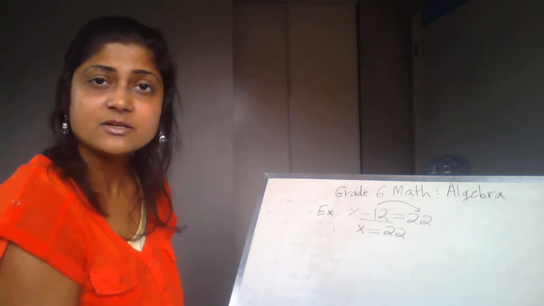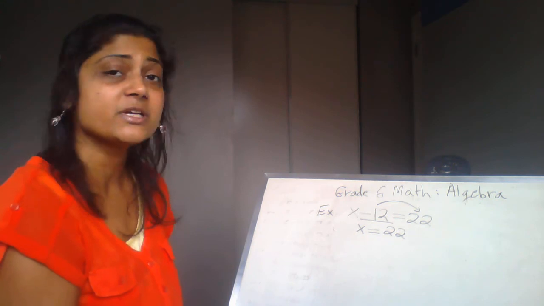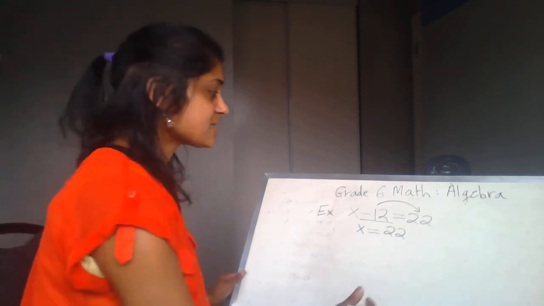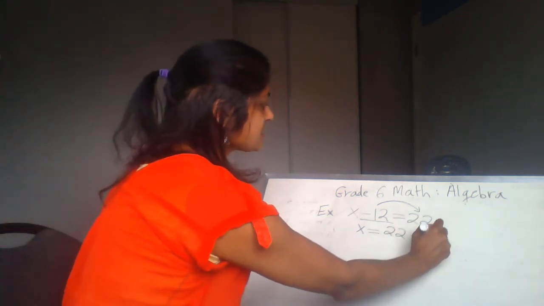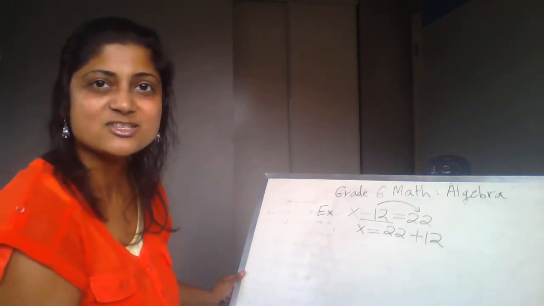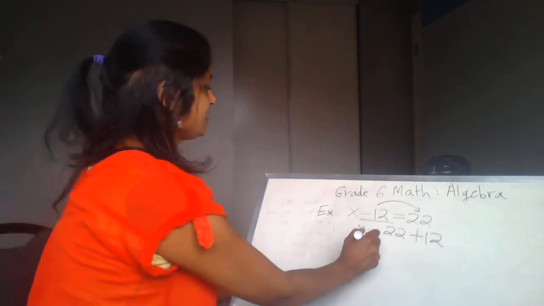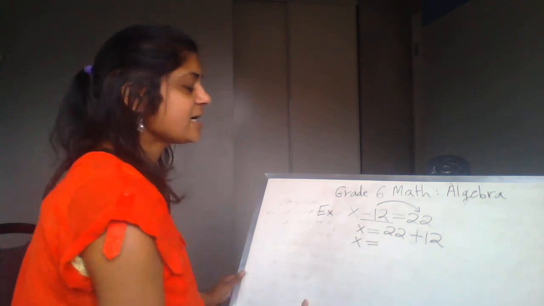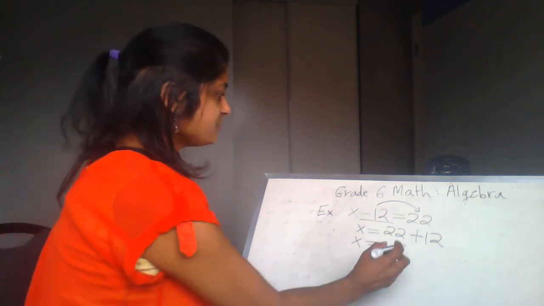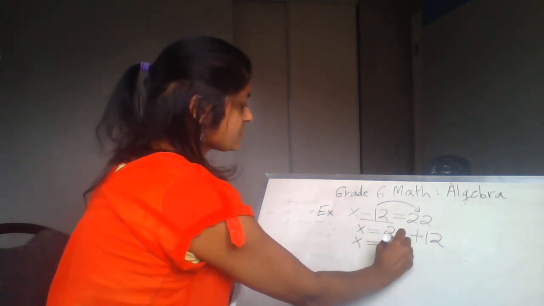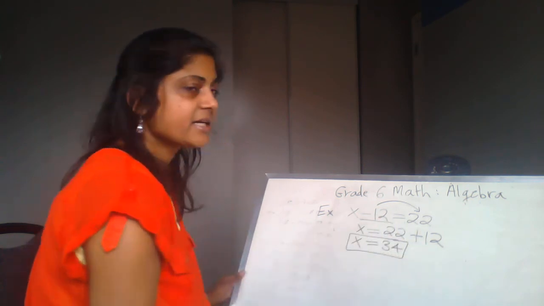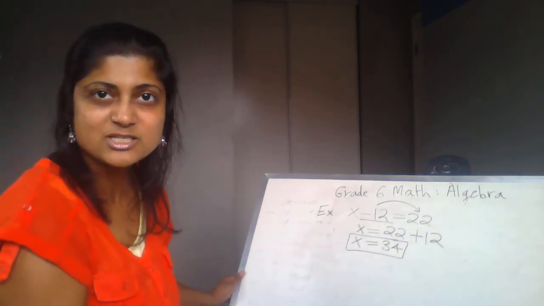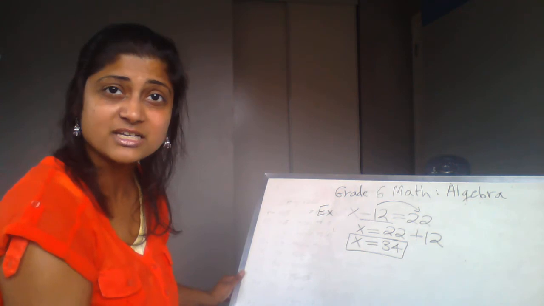So now the negative 12 is going to the other side of the equal sign. I have to make sure I change the sign. So instead of minus 12, the answer is going to be plus 12. So I'm going to do x equals 22 plus 12. All right, so this is equal to 34. Again, make sure you box your answer, so the teacher can clearly see what your final answer is.